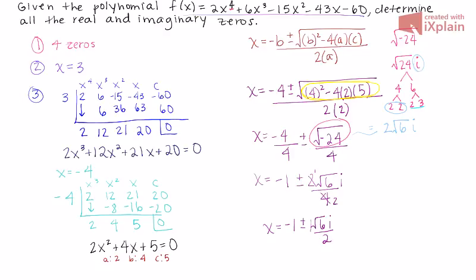Remember, the question was asking us to determine all real and imaginary roots. So we actually have 4 of those. This is the first one. This is the second one. And this right here is 2 answers. So the final answer that we will put is 3, -4, -1 plus or minus square root of 6 i over 2. And that is your final answer.